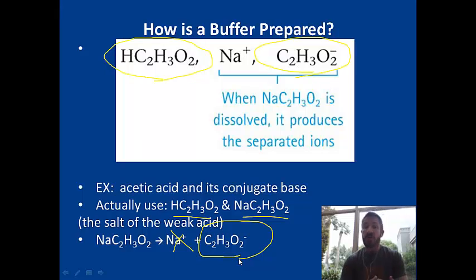So to make a buffer, we'd really use two things. We'd use acetic acid, and we would also put in that solution solid sodium acetate, which would dissolve and give us acetate ions, and thus we'd have a buffer. And here we're ready to go.